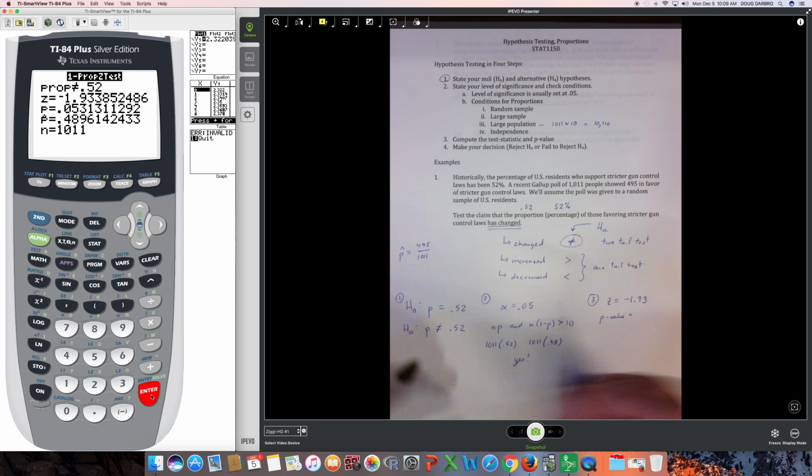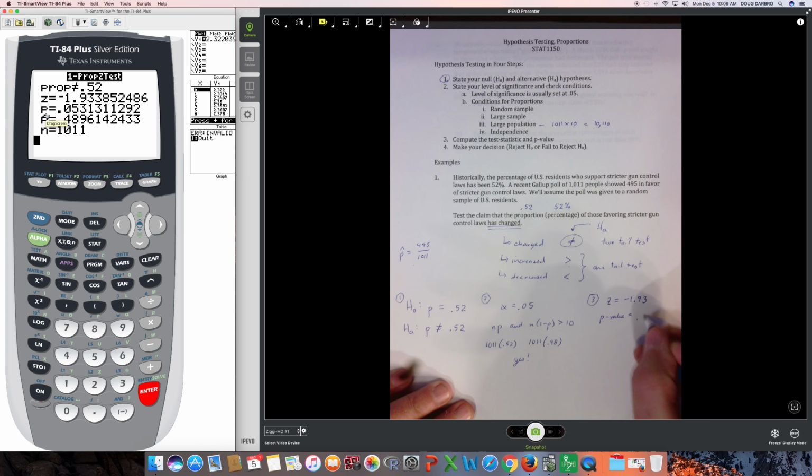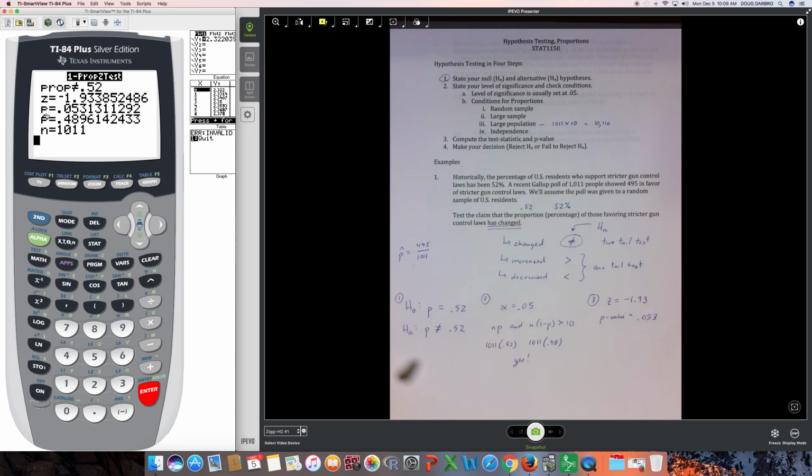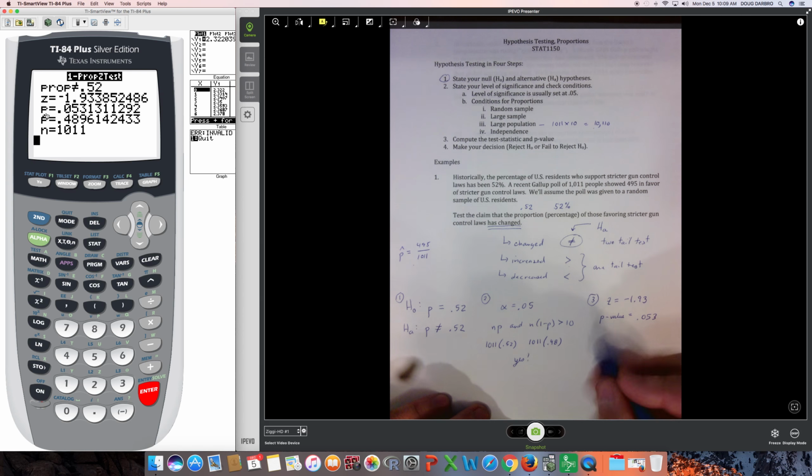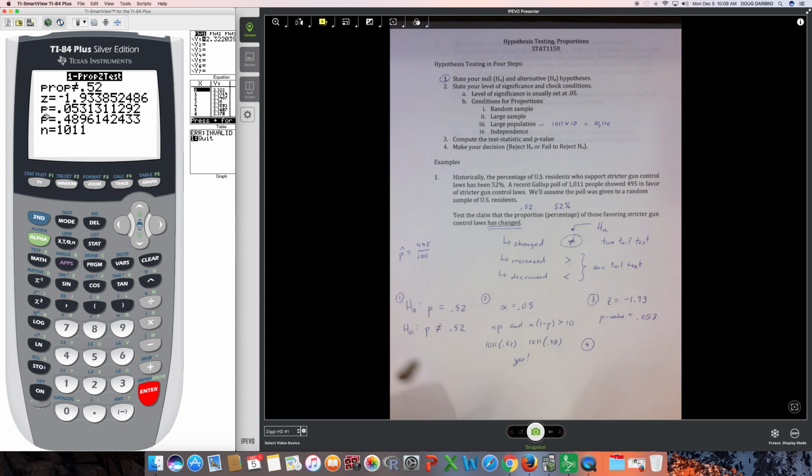Well, guys, regardless what you have, and you can see my mouse here circling this underneath the z, you'll see the p. This stands for the p-value, not the p that we're actually hypothesizing about the population, the statement about the population. So the p-value here is 0.053. And again, that's easy to get using your calculator.